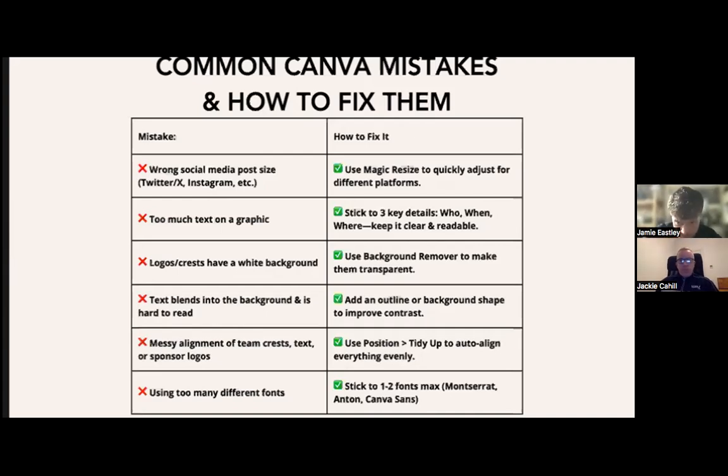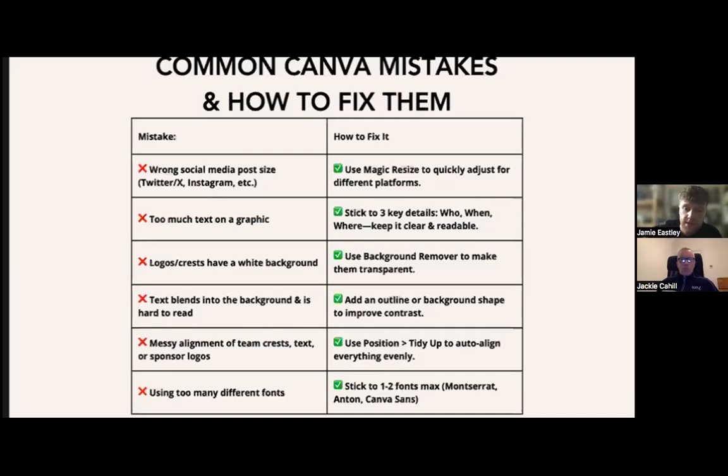The next one is something I'm still doing every now and again, but I'm trying to stop. It's using a bit too much text on a graphic. So try to keep your text to a minimum, just like you would on a presentation. It's no different on this. Try to use the three key details: who, when, and where. So what teams are playing, and what date and time the game is. They're the three main ones, and just try to keep it to a minimum.